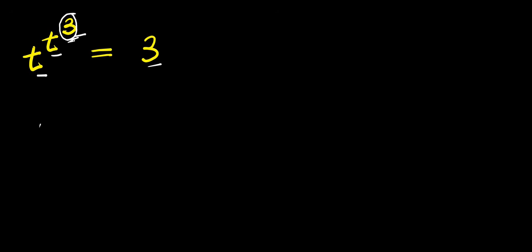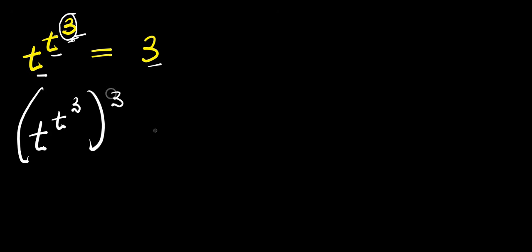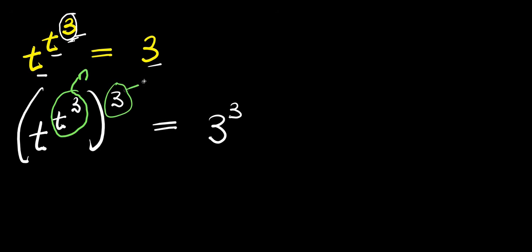I have t to the power of t to the power of 3, and this is raised to the power of 3, and this equals 3 to the power of 3. Alright, what we are going to do again now is, we can replace this with a variable, maybe n, and this is our m. So we consider this identity.